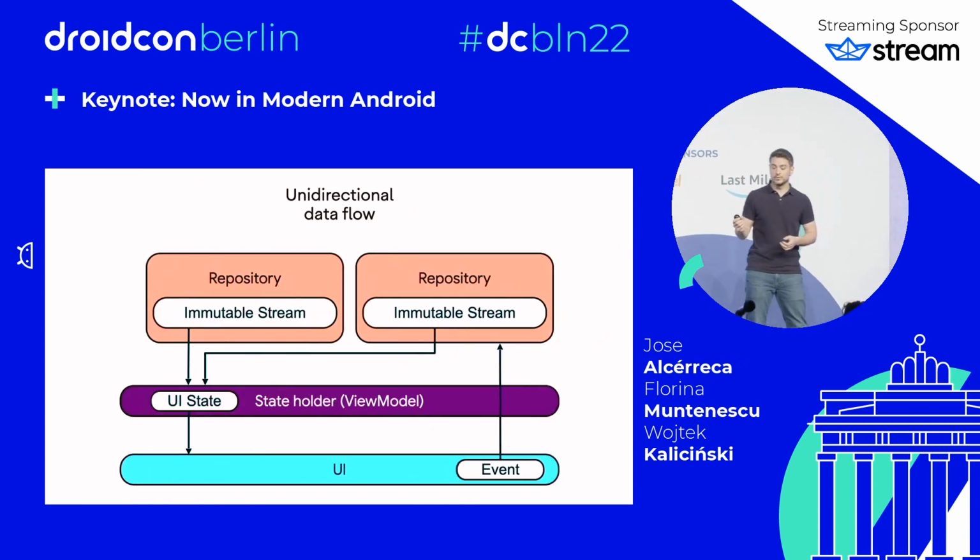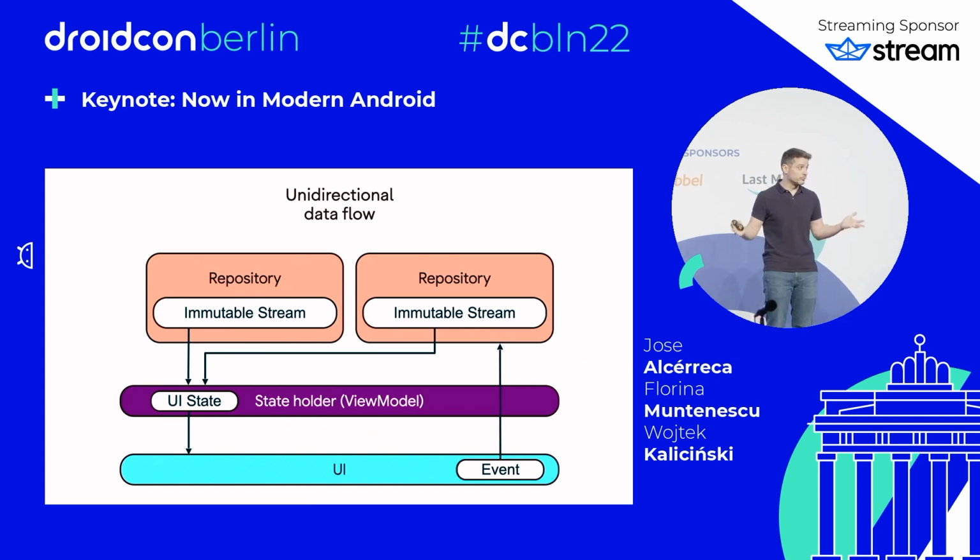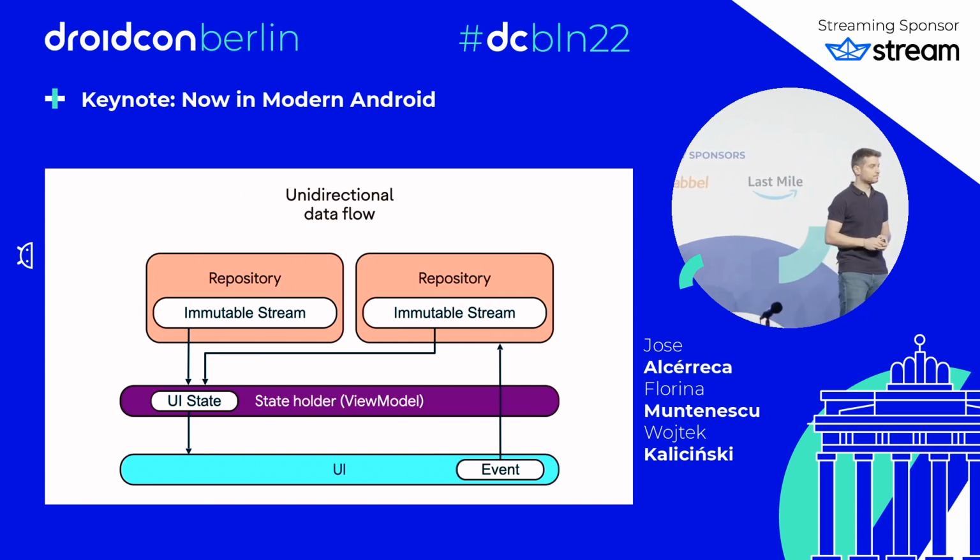Now, in Android, we follow UDF everywhere, and the source of truth is usually in the data layer. You can check out any view model to see how the mutable streams coming from the data layer are combined into a UI state, and it's exposed to the UI. And then all user events are passed to the data layer, if needed, depending on where the source of truth is, through the view model.